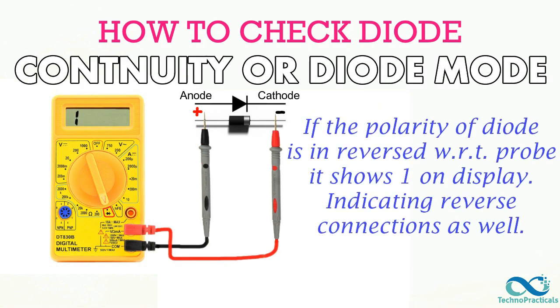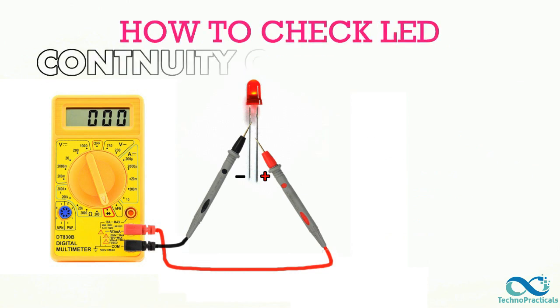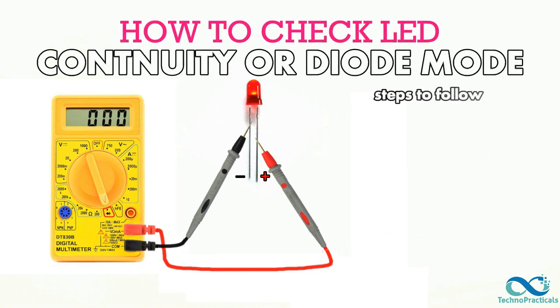If the polarity of the diode is reversed with respect to the probes, that is, the anode terminal connected to the black probe and the cathode terminal connected to the red probe, this connection is also known as reverse bias for the diode. It shows 1 on the display, indicating reverse connection and an open circuit as well. Using this mode, we can check LEDs as well. Now let's see how to check an LED.